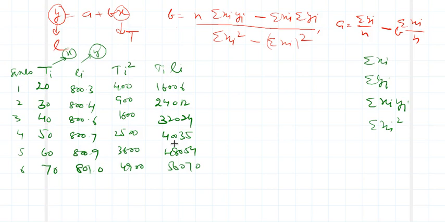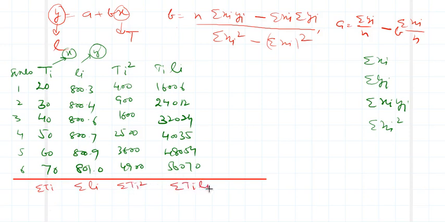So let me sum up these values. Here this is summation Ti, here it is summation Li, here it is summation Ti square, and here it is summation Ti Li. Let me write down their values. Summation Ti is 270, summation Li is 4803.9, summation Ti square is 13900, and their sum is 216201.